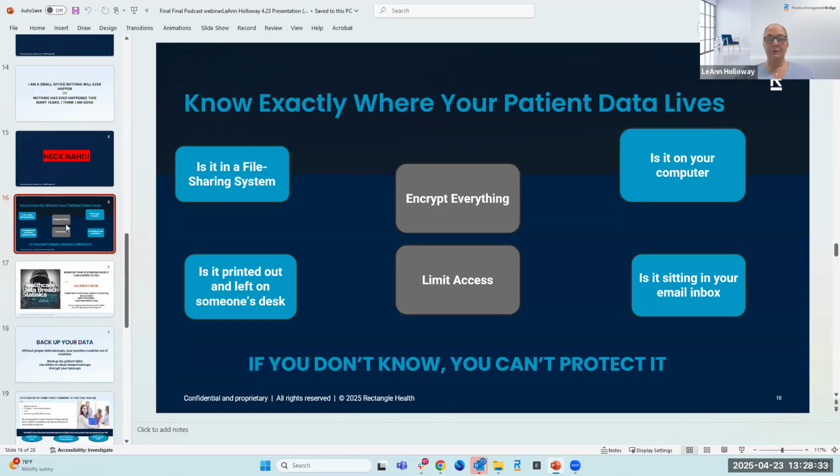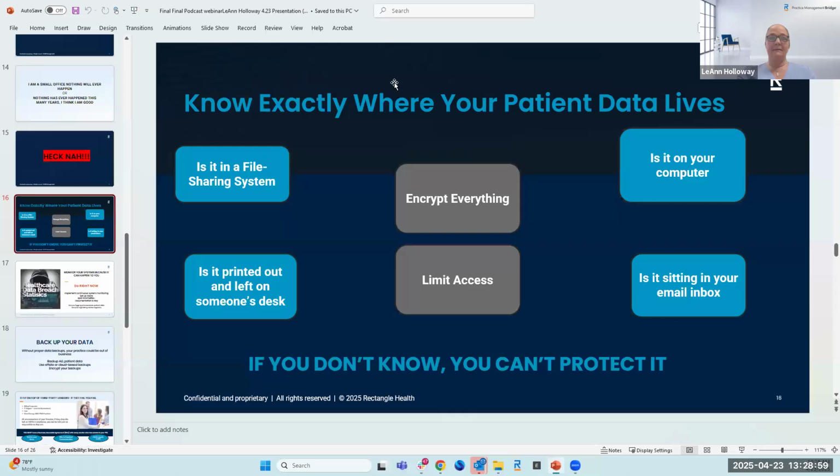Encrypt, encrypt, encrypt everything. Limit access to only those who need it. So, for instance, your front desk doesn't need access to certain things your doctor does. Make sure your vendors, billing companies, labs, and anyone with access to patient data are compliant too.